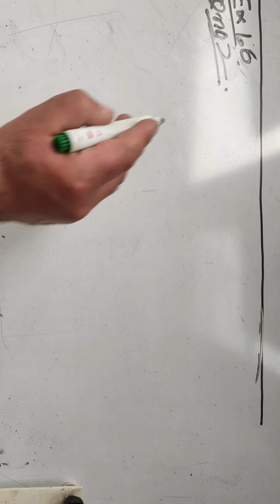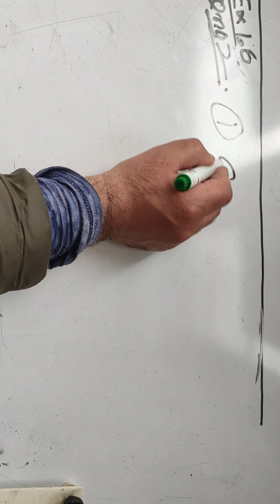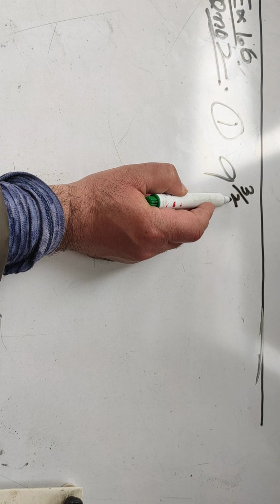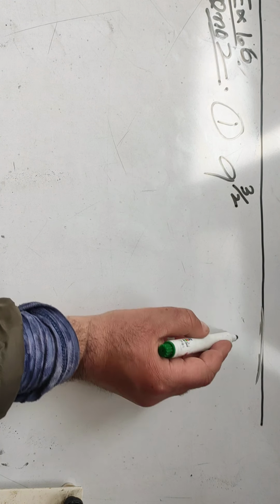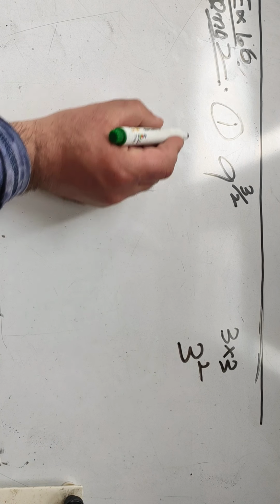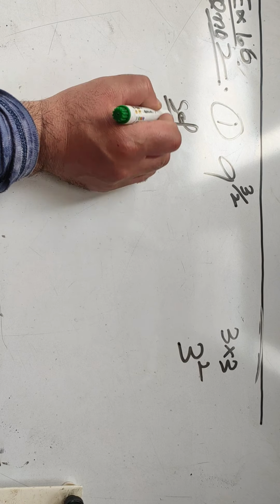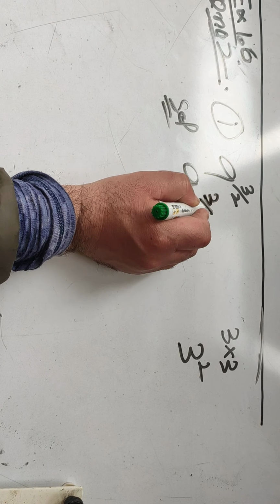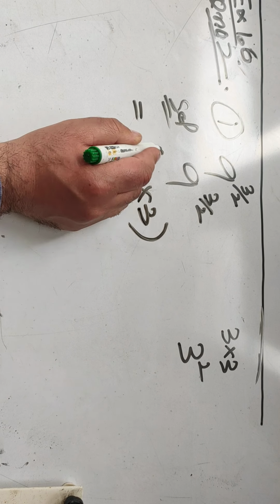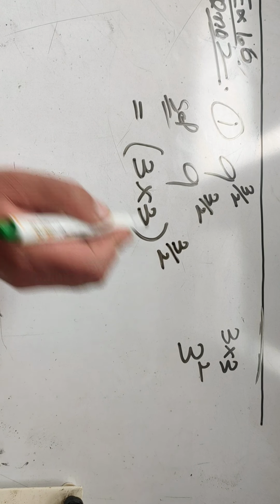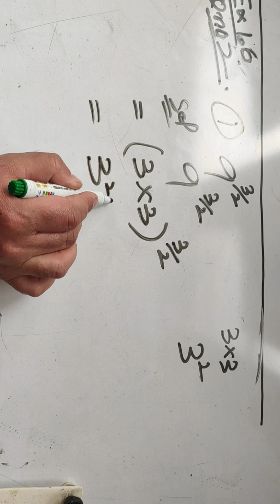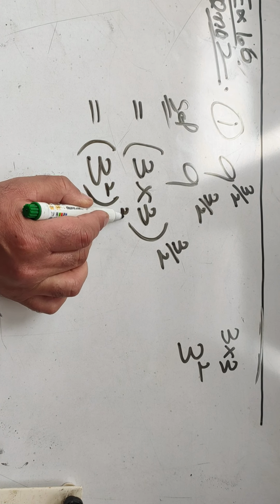Again, 9 raised to the power 3 by 2. As you know, the denominator is 2. So in place of 9, you can write 3 into 3, that is 3 square. Let me write here: 9 raised to the power 3 by 2 is equal to 3 into 3 whole raised to the power 3 by 2. 3 into 3 means 9, so you can write 3 square whole raised to the power 3 by 2.